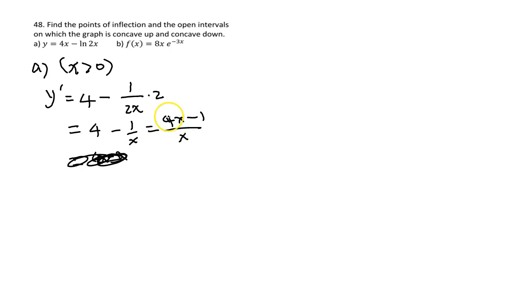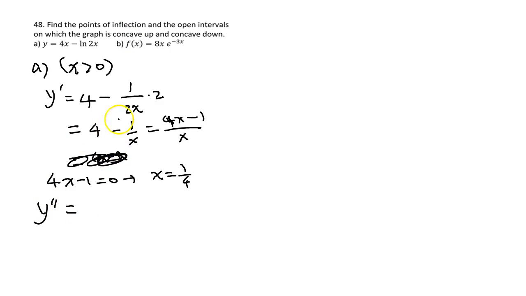Now, when is it not defined? When x is 0, but that's outside our domain, so we don't count it. 4x minus 1 equal to 0 gives you x equals 1/4. Okay, so that's the only critical number. Oh, but wait, we're not doing that. We're trying to do concave up and concave down, so we have to do the second derivative.